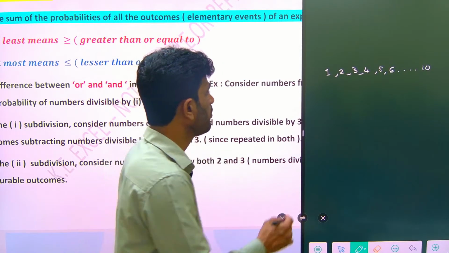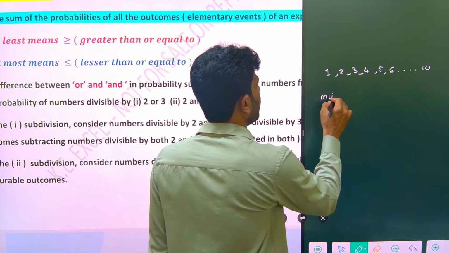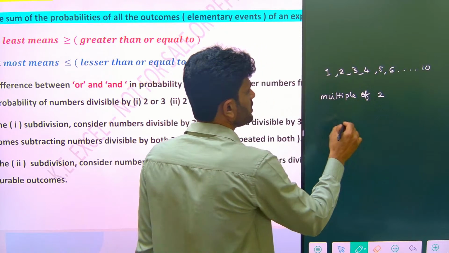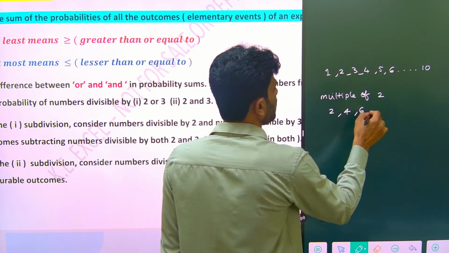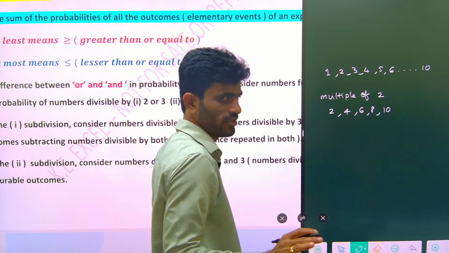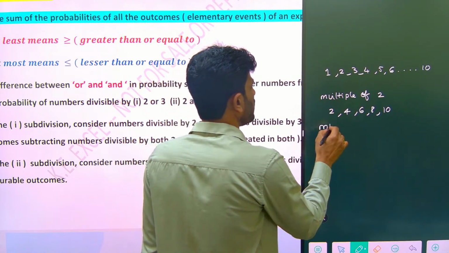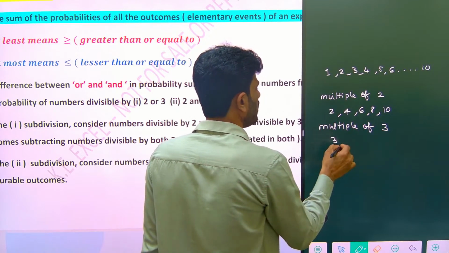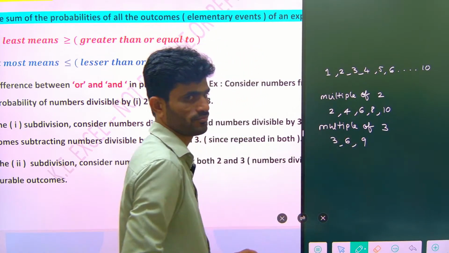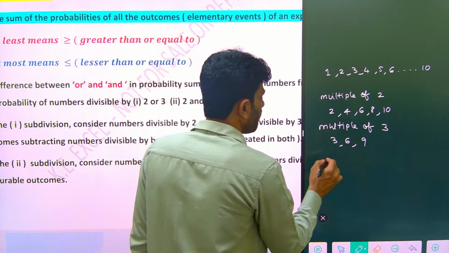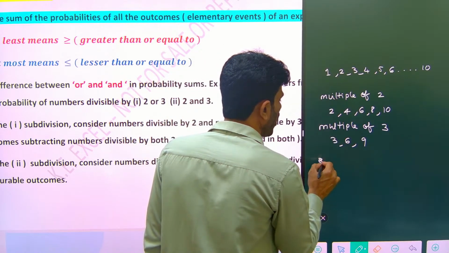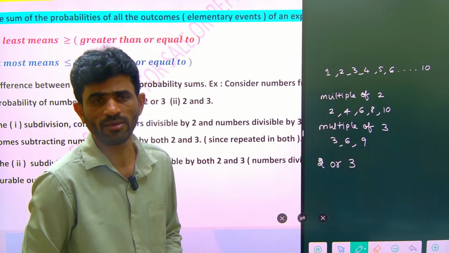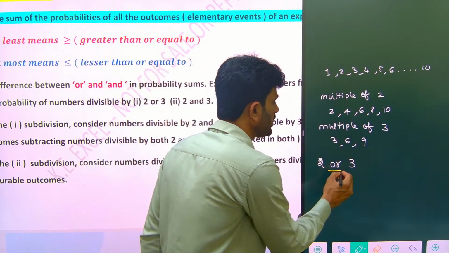I said first one, multiple of 2. What we do in this case? We took 2, 4, 6, 8, 10. And multiples of 3: 3, 6, 9. If my question is to find the probability to get a multiple of 2 or 3, then what we have to do?